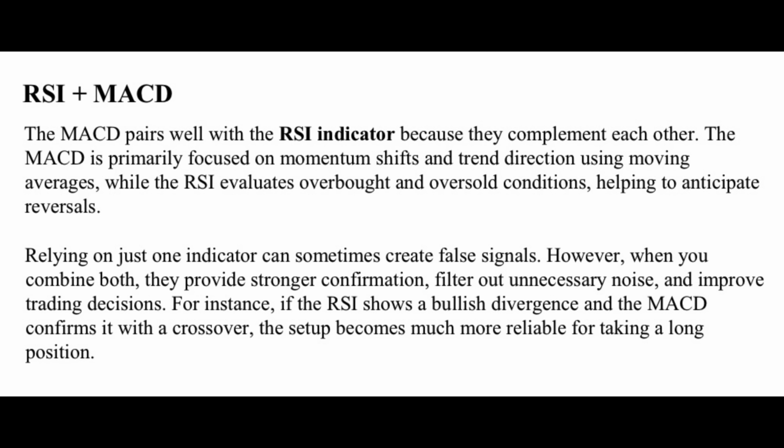The MACD pairs well with the RSI indicator because they complement each other. The MACD is primarily focused on momentum shifts in trend direction using moving averages, while the RSI evaluates overbought and oversold conditions, helping to anticipate reversals. Relying on just one indicator can sometimes create false signals. However, when you combine both, they provide stronger confirmation, filter out unnecessary noise, and improve trading decisions. For instance, if the RSI shows a bullish divergence and the MACD confirms it with the crossover, the setup becomes much more reliable for taking a long position.